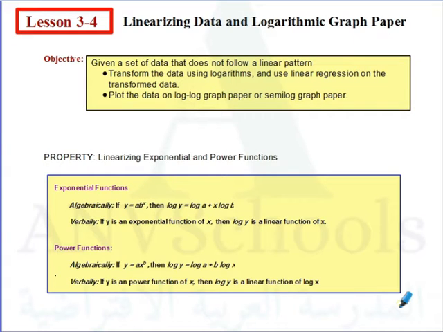Welcome to lesson 3-4, linearizing data and logarithmic graph paper. The objective of this lesson is, given a set of data that does not follow a linear pattern: first, we transform the data using logarithms and use linear regression on the transformed data. Second, plot the data on log-log graph paper or semilog graph paper.